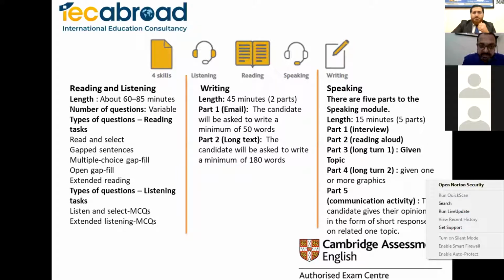Okay. Reading and listening. As I told you, it is one module, and reading, speaking, and writing. It means you have an option to choose any one of them, or you can take all 4 skills together. It is same as IELTS, but you should not be waiting.